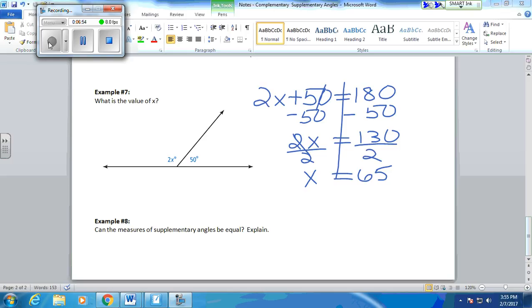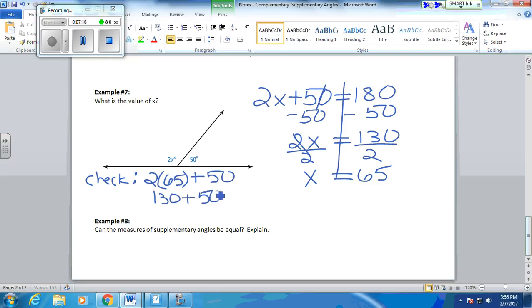You can go through and check your answer again. So don't use your original equation, go back to your diagram, because that's where we're getting our information from. Our check would be 2 times whatever we got x to be, which was 65, plus 50. So 2 times 65 does give me 130. 130 plus 50 gives me 180. So I checked to make sure that the answer I got for x would work. If I got any other answer for x, then I would not be able to say that those two angles equal 180 degrees, because this is an equation where there's only one solution.